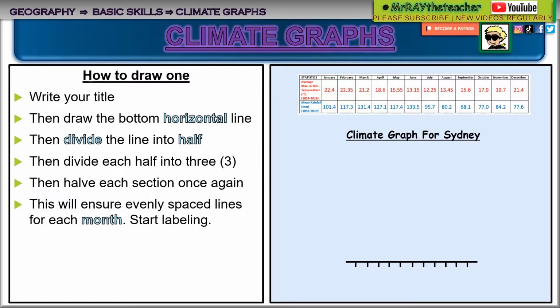This will ensure evenly spaced lines for each month. Start labeling: January, February, March, April, May, June, July, August, September, October, November, December. That's what these letters stand for, if you didn't know.